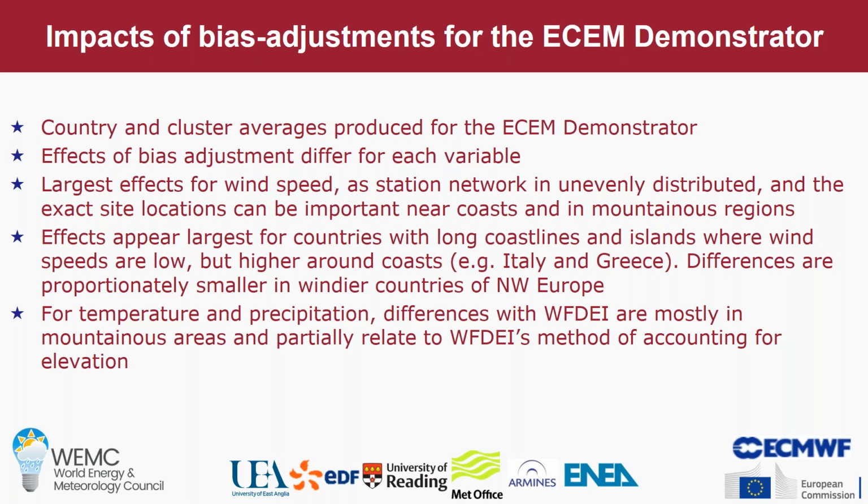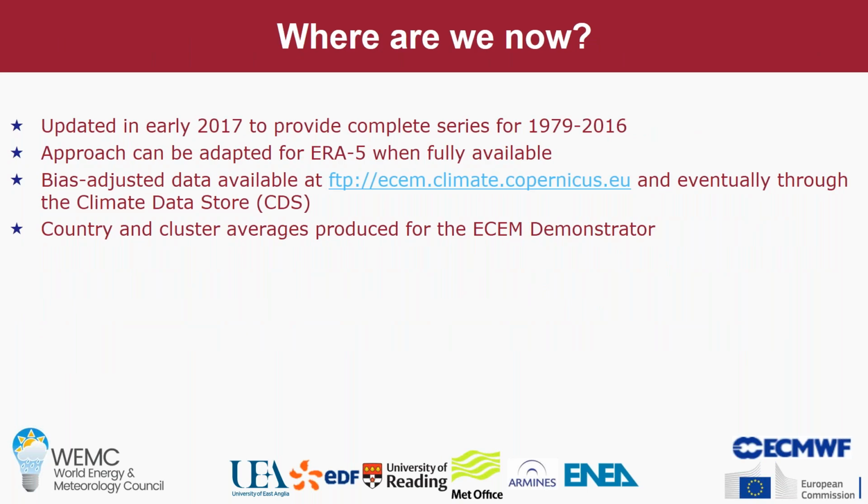So the largest effects are for wind speed. It's partly due to the station network. The effects also appear larger for countries with long coastlines, particularly Italy and Greece, and the differences in Northern Europe are smaller. And for temperature and precipitation, differences with this other data set are mostly in mountainous regions and relate to their accounting for elevation.